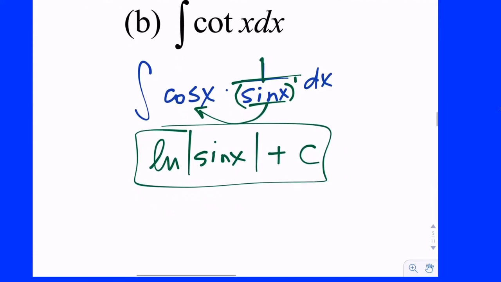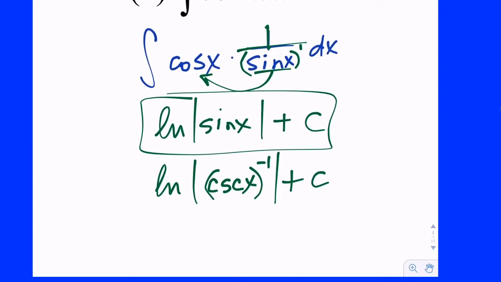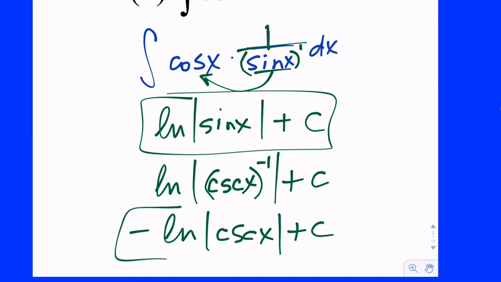Now, there is another one that it's equivalent to, right? Because you can write that as the reciprocal of sine to the negative first power. What's the reciprocal of sine? Cosecant. You can write that to the negative first power. That's the same as sine, isn't it? And now you can bring the negative 1 out front and say it's negative natural log of the absolute value of cosecant. So it's kind of the same idea, but working from the other direction.